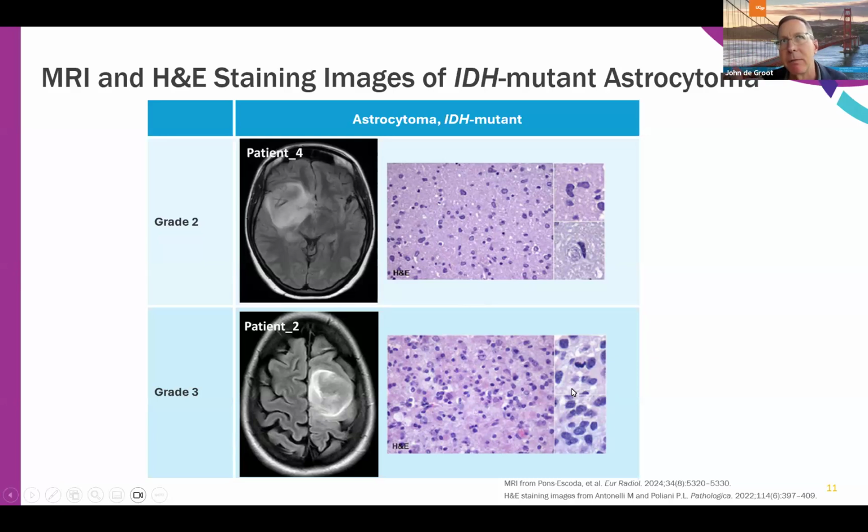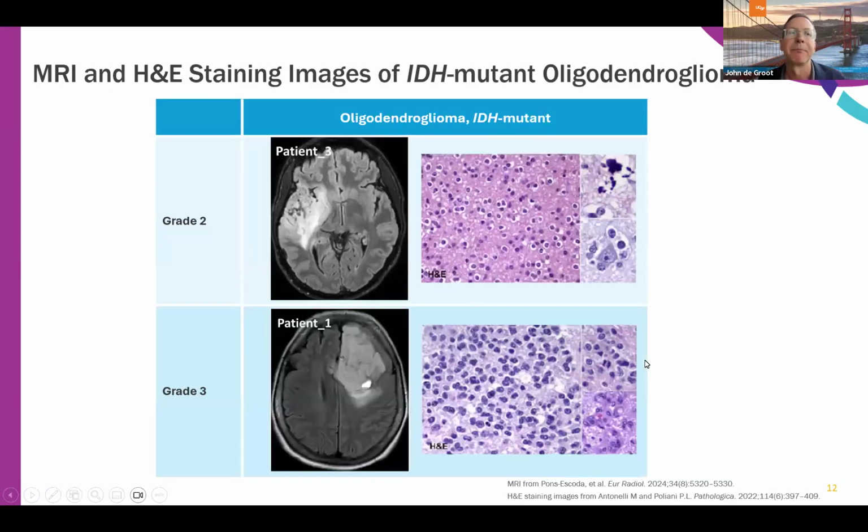And then as I mentioned before, if you see what we call mitotic activity, so you can actually see cells that are in the process of dividing, one cell becoming 2, that's more likely to be a grade 3 tumor, and you can see some of that happening here on the images.